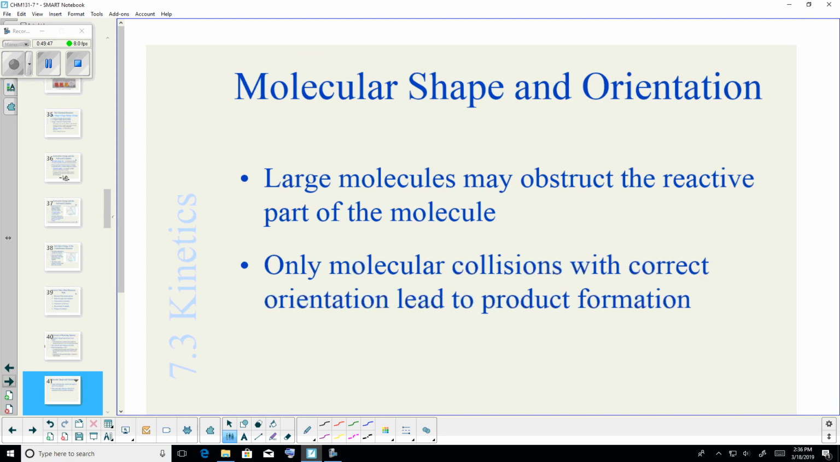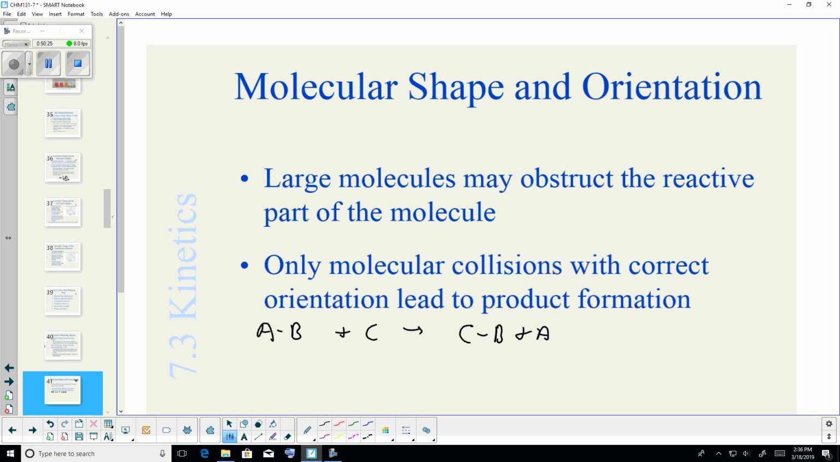Molecular shape and orientation. Large molecules may obstruct the reactive part of the molecule, and only molecular collisions with the correct orientation can lead to product formation. So for the second one, let's say I have AB plus C goes to CB plus A, which means C replaces A.